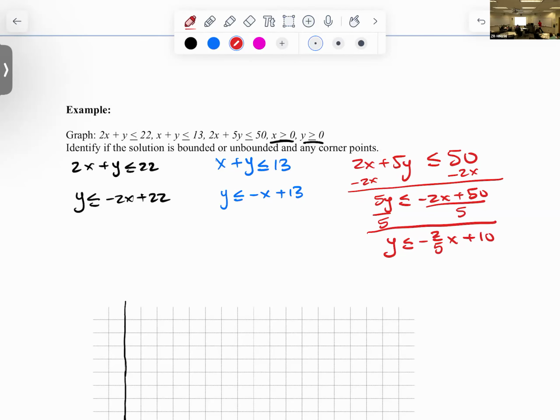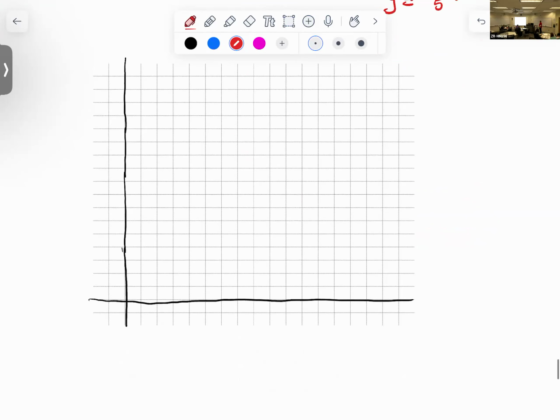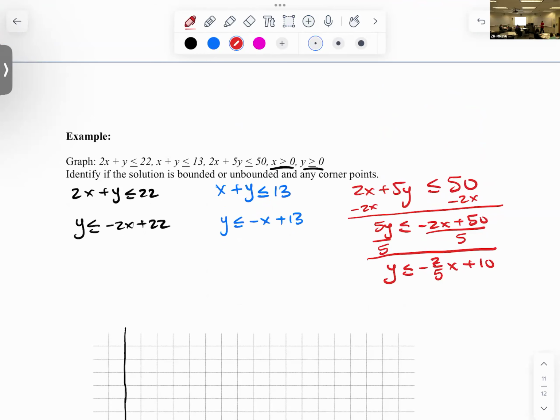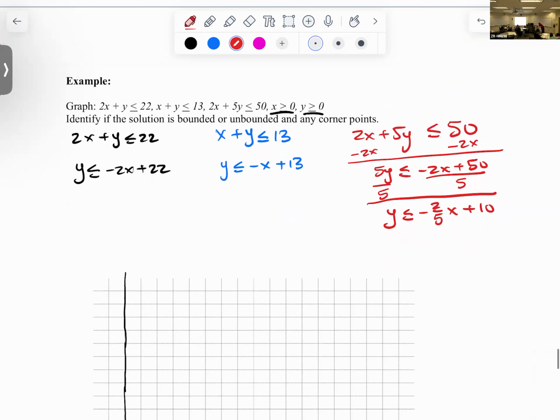Since we are all in the first quadrant and all of these lines have a negative slope, they are going to cross through both x and y. What might be helpful is to identify the x and y intercepts and use those for graphing, instead of our standard slope method. Remember the cover-up method: the y-intercept is (0, 22). What is the x-intercept here?